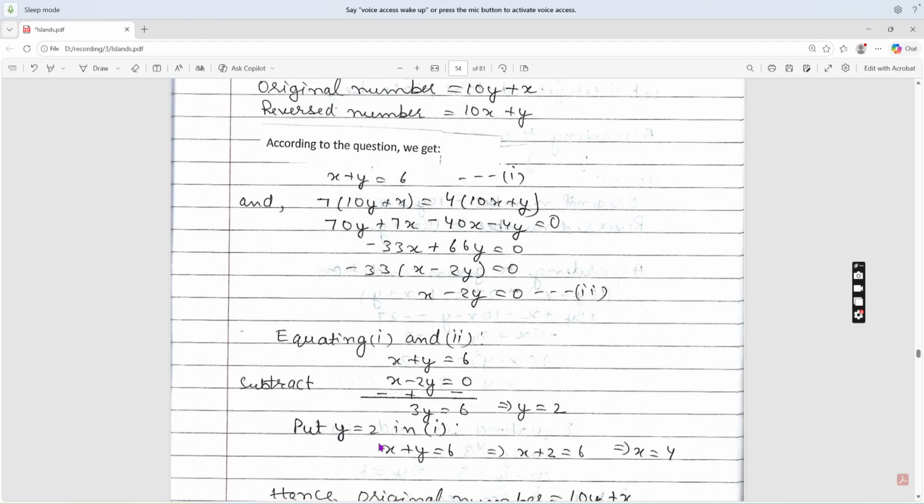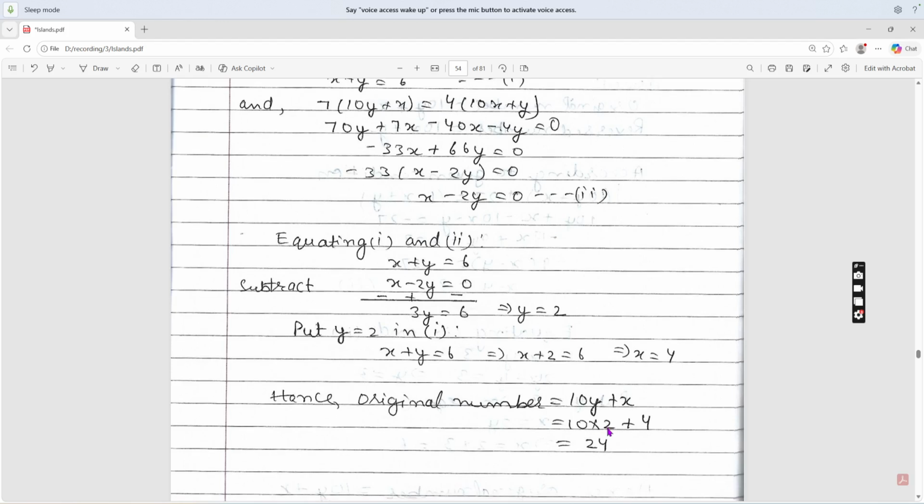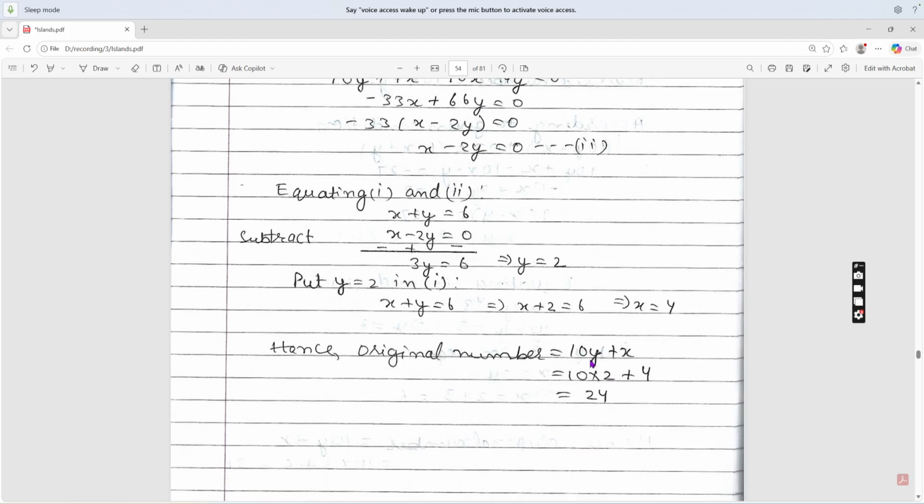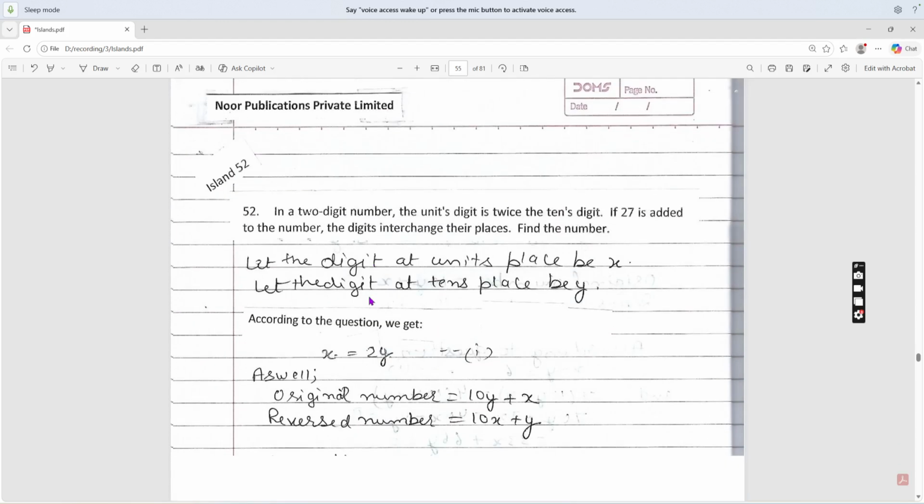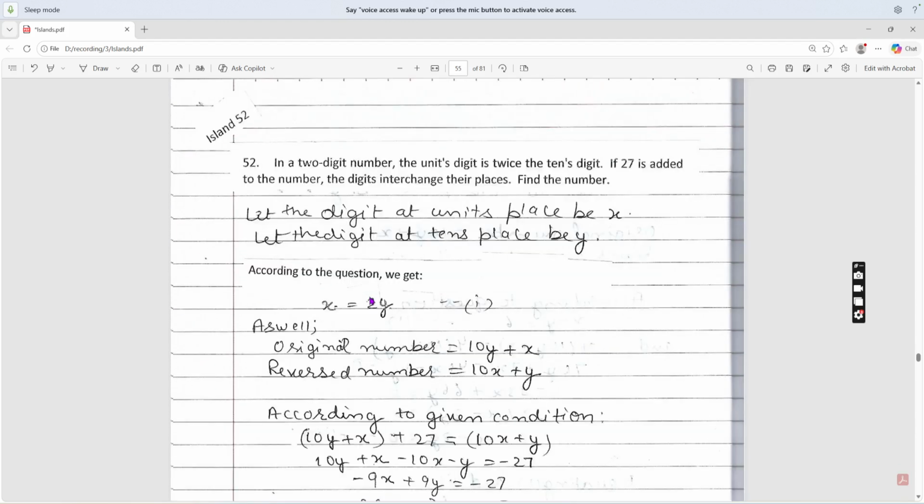Now we are going to put y is equal to 2 in equation 1. What is equation 1? x plus y is equal to 6. So x plus 2 is equal to 6. So x is equal to 6 minus 2, that is equal to 4. Hence the original number would be 10y plus x, that is 10 into 2 plus 4, that is 20 plus 4, that is 24.